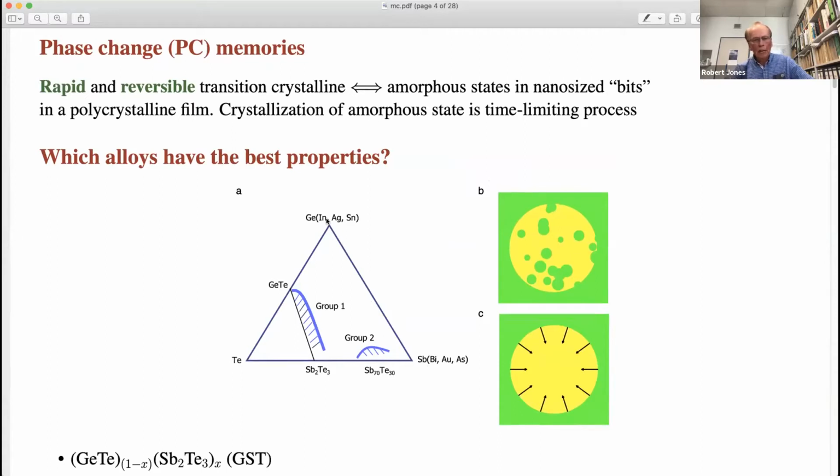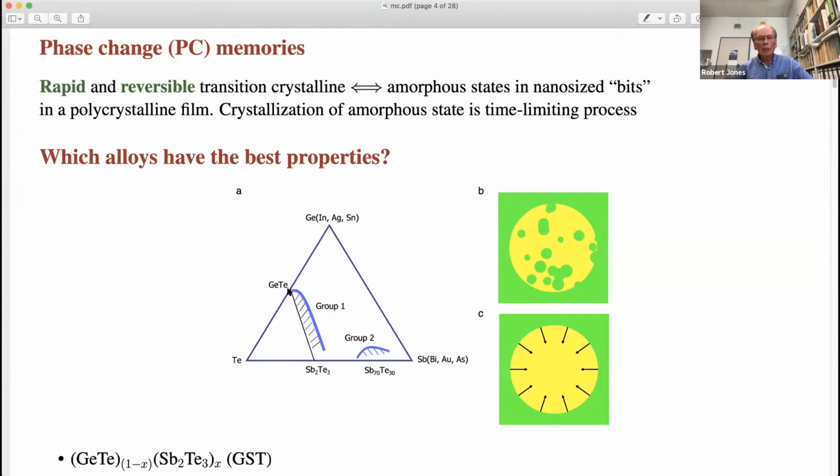This is not to say that if we replace germanium by tin or antimony by bismuth, we don't have phase change materials. It just seems that experience has shown that this combination has properties that are better than other mixtures. There are two regions in this GeTe-Sb triangle that are very favorable.